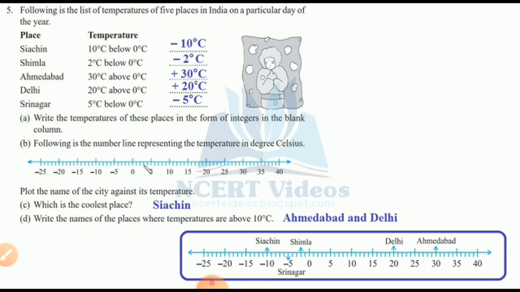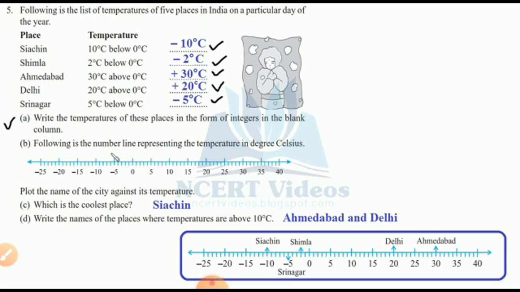Write the temperature of these places in the form of integers in the blank column. We can write here 10 degree below. Below means -10 degree centigrade. Below again, -2 degree centigrade. Ahmedabad 30 degree centigrade. Above 0 degree centigrade means above, which means positive number. Yes, you can write plus sign and 30 degree centigrade. Don't forget the degree, that small 0. As well, Delhi 20 plus and Srinagar -5. Once again I remind you, the negative bigger number is the smallest value.